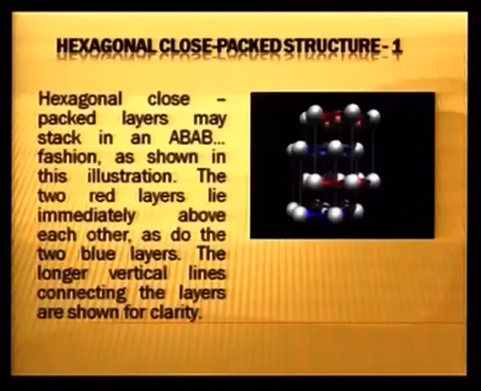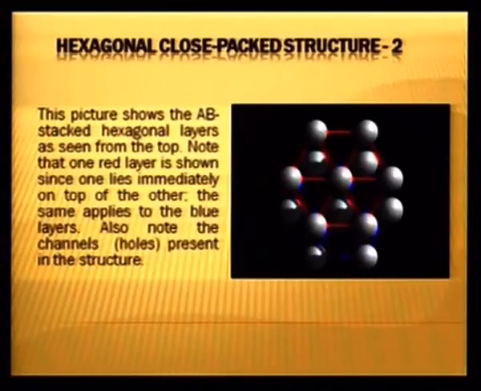Now, the hexagonal close packed structure can be seen more clearly with another kind of model. Here you can see 4 layers, and the first and third layers are identical. You can see they are just one above the other. Similarly, the second and fourth are one above the other. From the top, if we look at the same structure, the arrangement will look something like this, in which you can see that one red layer is shown since one lies immediately on top of the other. The same applies to the blue. So, only one red and one blue, only 2 orientations are possible.